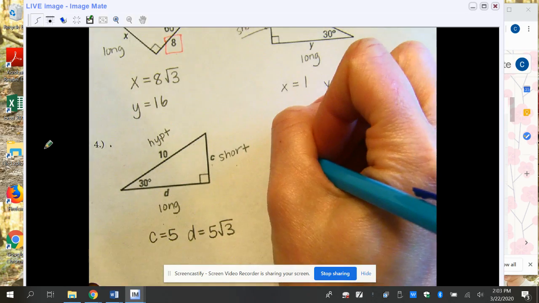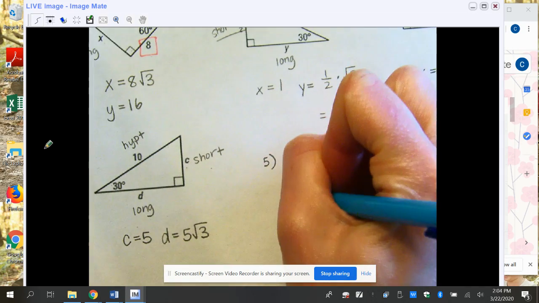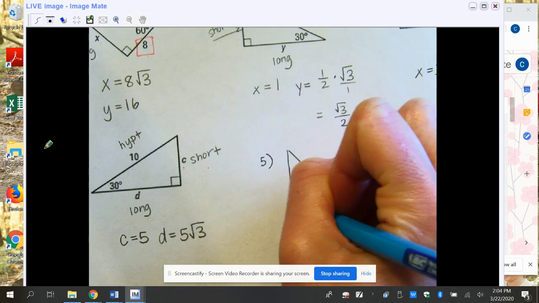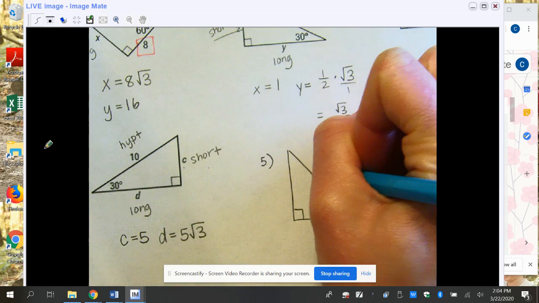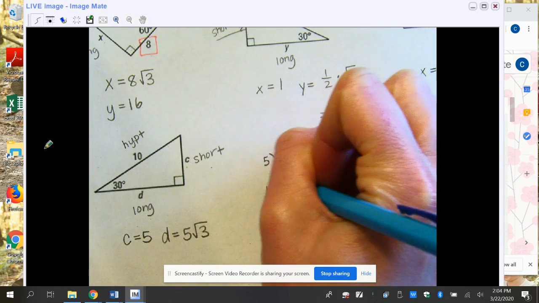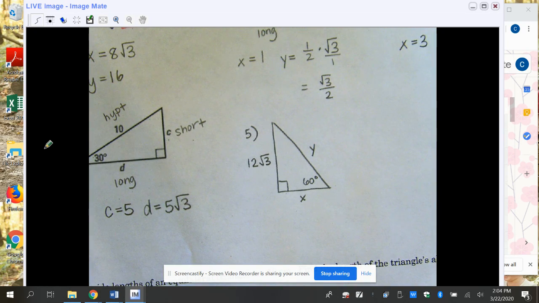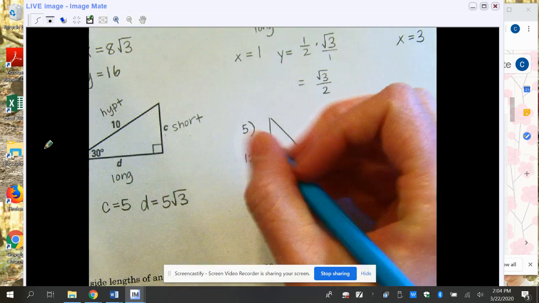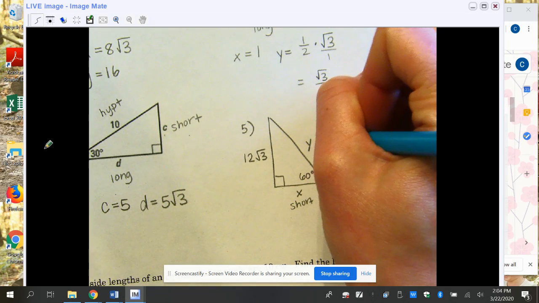All right, so I'm going to add 2 more. Let's do this one. So my 60-degree angle is right here, and here's my X and my Y. And let's say that this is 12 radical 3. Okay. So if this is my long leg, because it's across from the 60-degree angle, that means this is going to be my short, and that's going to be my hypotenuse.